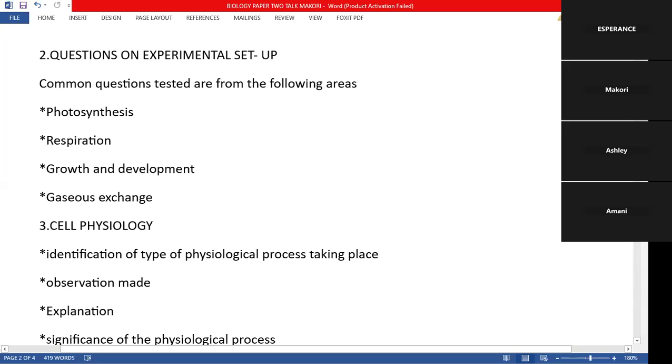Growth and development, you can get one that is having germinating seeds again, which will be investigating the different conditions that are necessary for the process of germination. Like now, water is required. We have the optimum temperatures. Whenever we are indicating the temperatures, we should indicate optimum temperatures, but not temperatures alone.